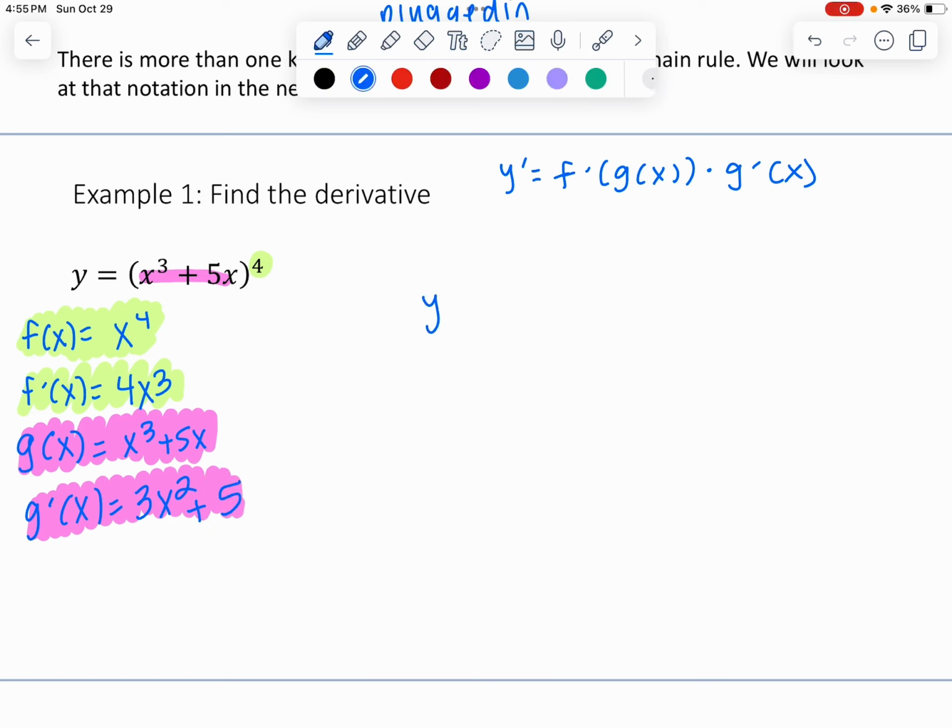What this is saying here is the derivative with the inside plugged in. So every place I see an x, I am going to replace that with g of x. And so the derivative of f is 4x cubed.